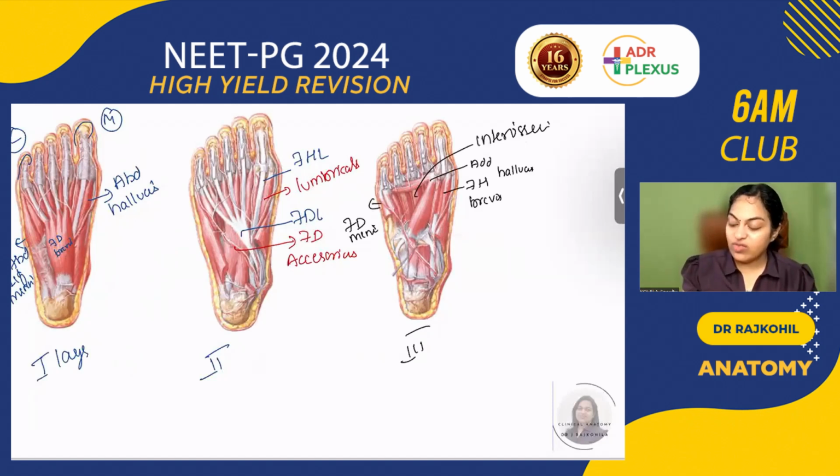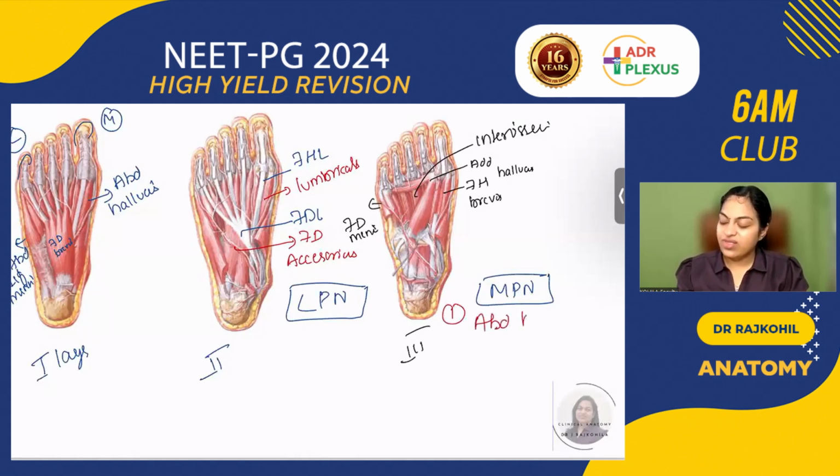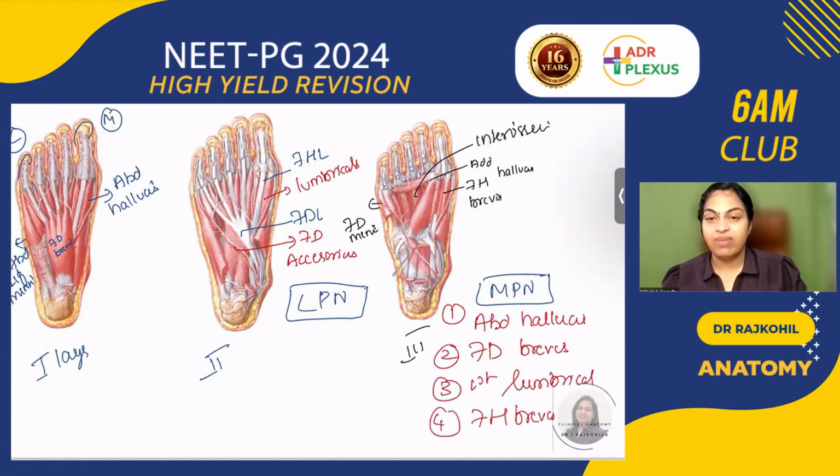And now, what are the muscles going to be innervated by the lateral plantar nerve and the medial plantar nerve? The medial plantar nerve, it's easy to remember, is going to innervate only 4 muscles. 2 in the first layer: the abductor hallucis and the flexor digitorum brevis. And then the first lumbrical in the second layer. And in the third layer, the flexor hallucis brevis. All the others are going to be innervated by the lateral plantar nerve. Is that okay? So clear?